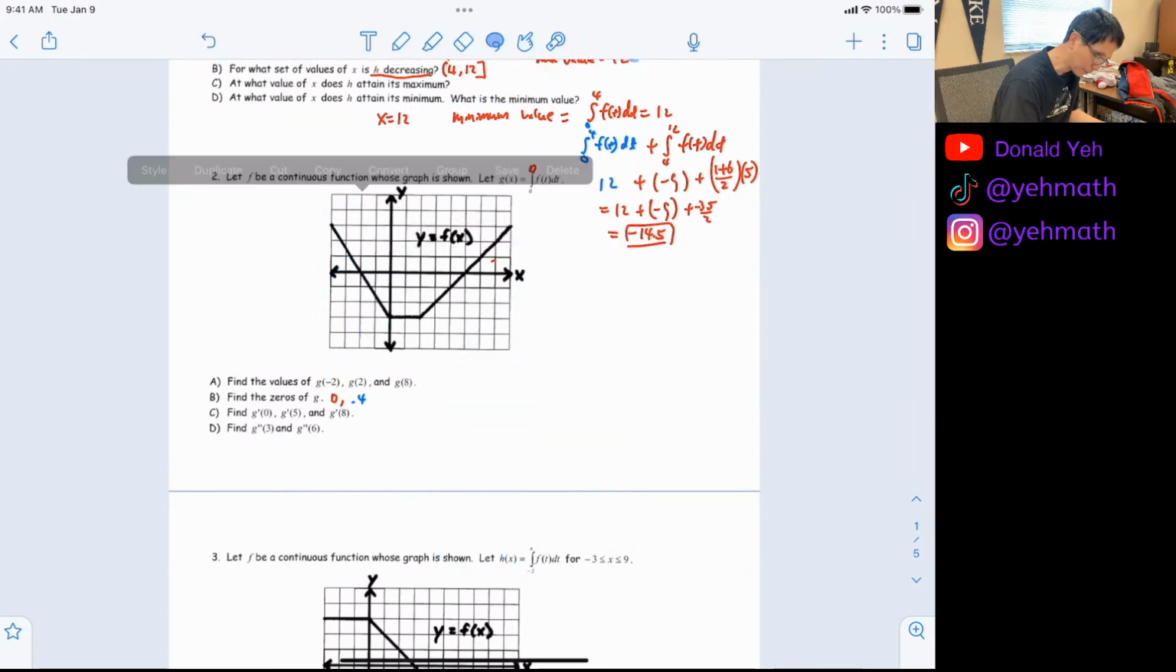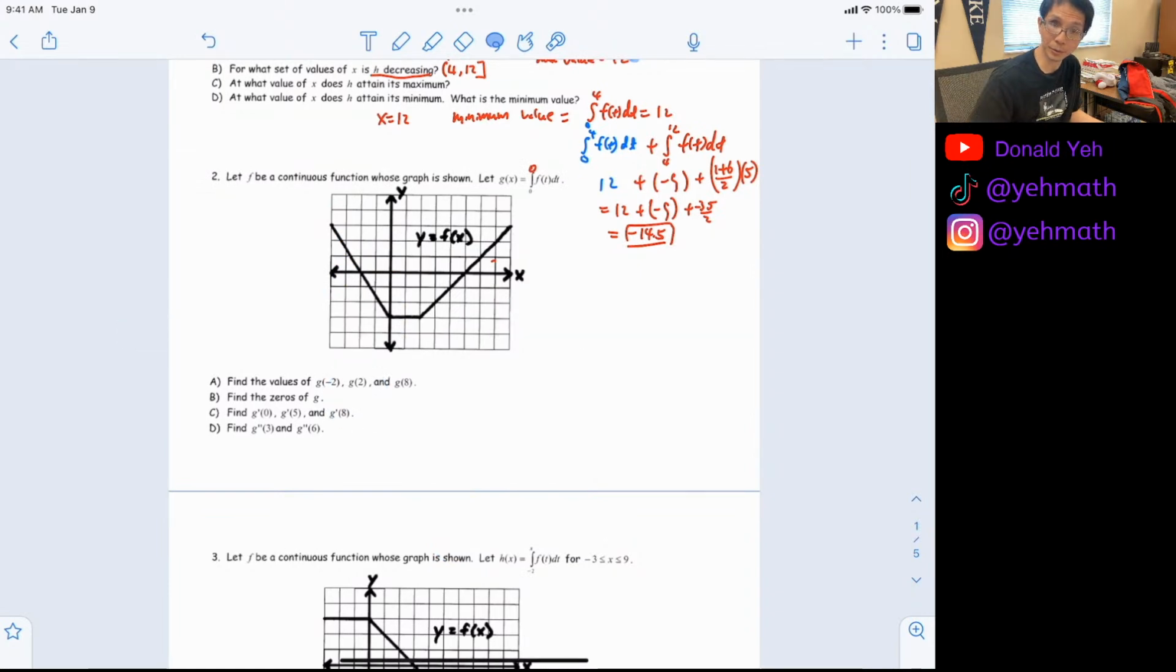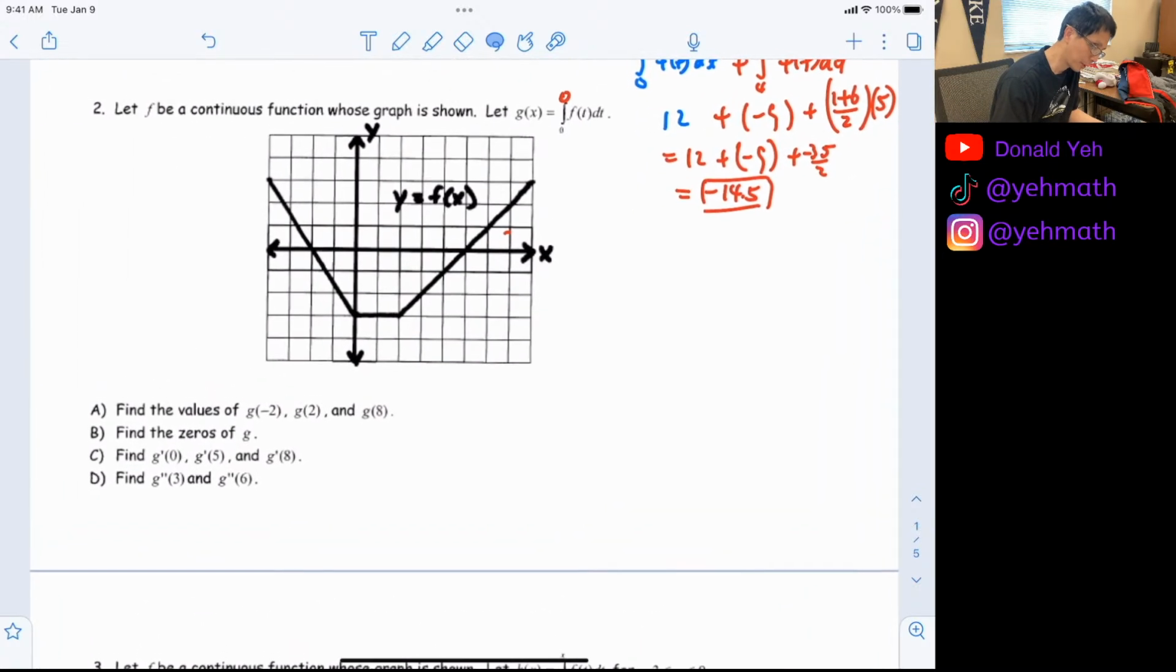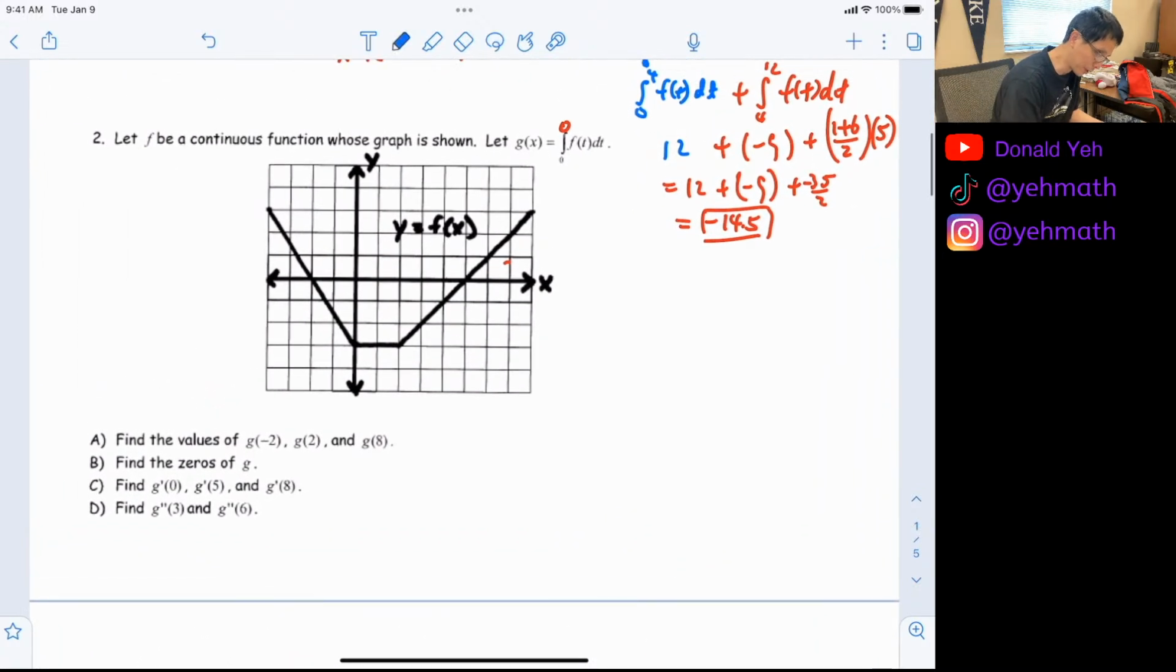Could you zoom in so we can see your work? I will show you here. QuickTime. Is that better? Mm-hmm. Okay.